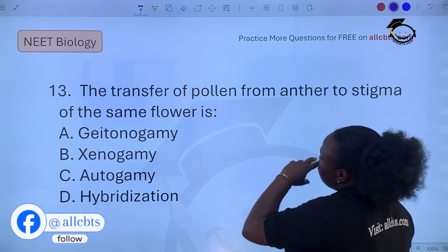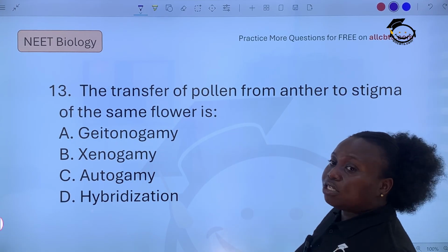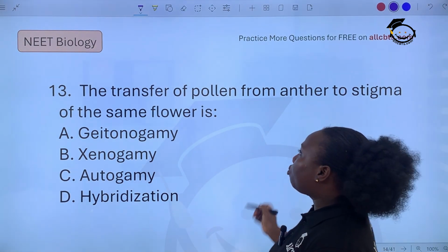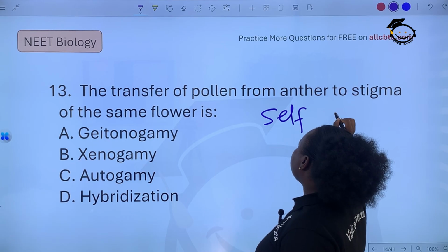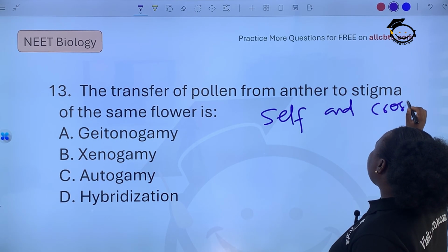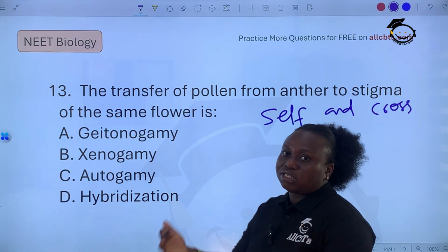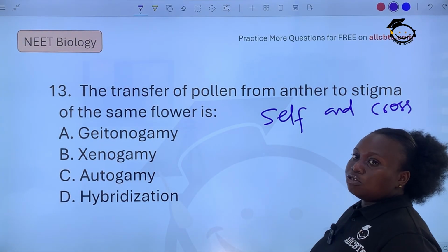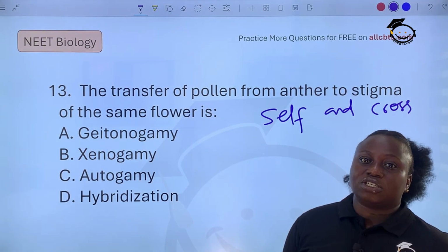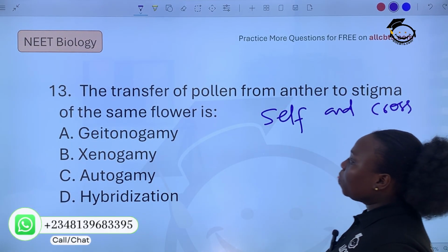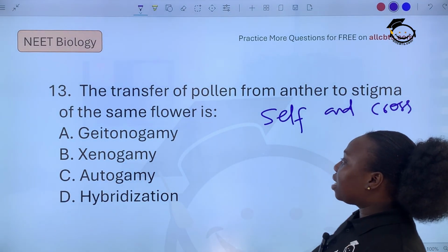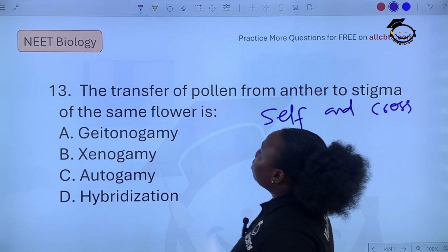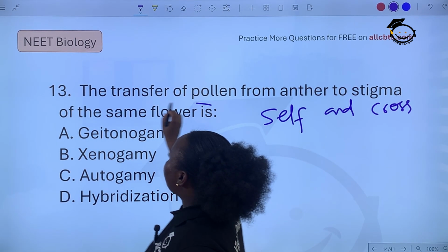Now we have to analyze these questions. Some of us only know that we have two types of pollination, the self and the cross, but it goes more than just self and cross. Self is when it is just the same flower or the same plant, while cross is to another flower but of the same species. That is what self and cross pollination will tell you. But we can still go deeper and see things like gaetonogamy, xenogamy, autogamy, and hybridization. Now, in this question, they said that it is of the same flower.